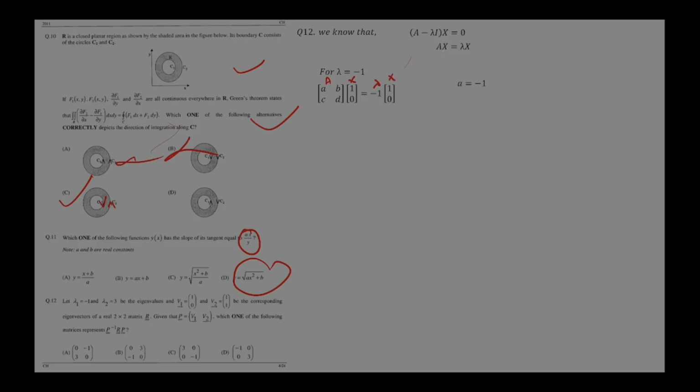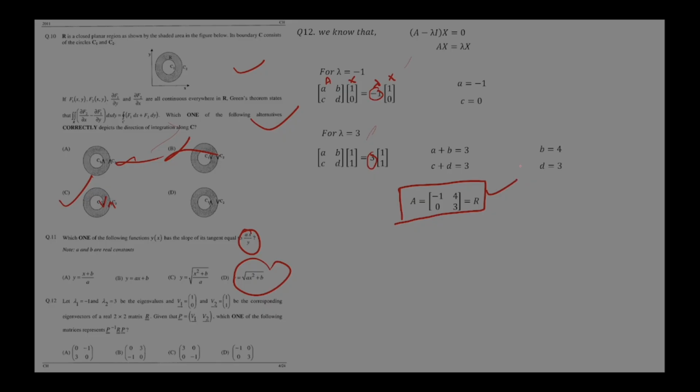I just put all the values. So we are getting a equal to minus 1, c is equal to 0. Again for lambda 3, again Ax equal to lambda x, a plus b equal to 3, c plus d equal to 3, so b equal to 4, d equal to 3. So finally our A is [-1 4; 0 3], and we have found this matrix corresponding to these two eigenvalues, and in the question it is given that these two eigenvalues are from the matrix R. So this is our R. Okay, first we have found.